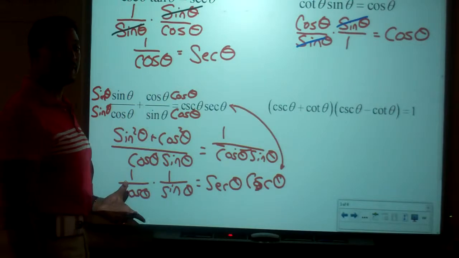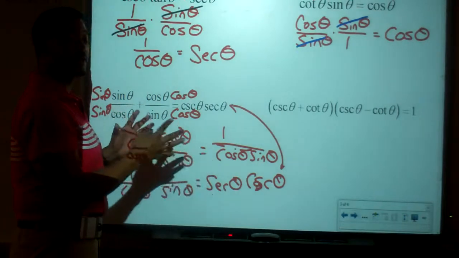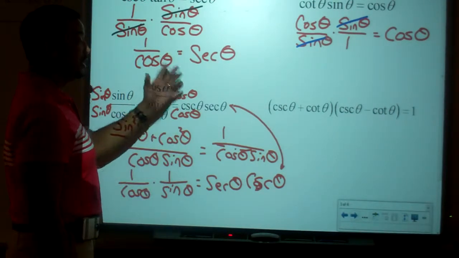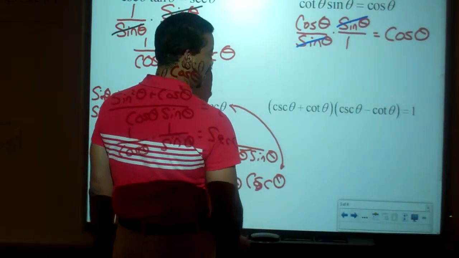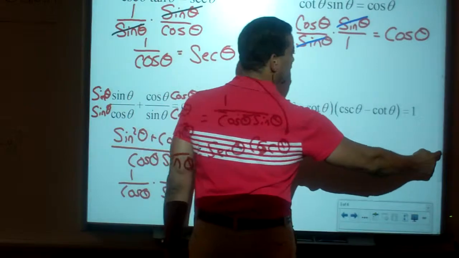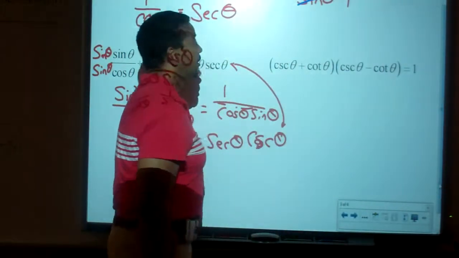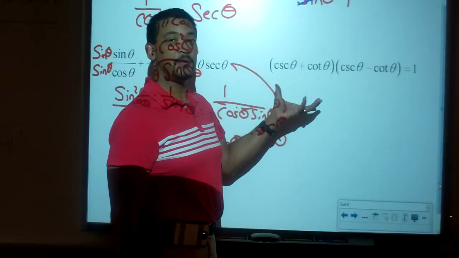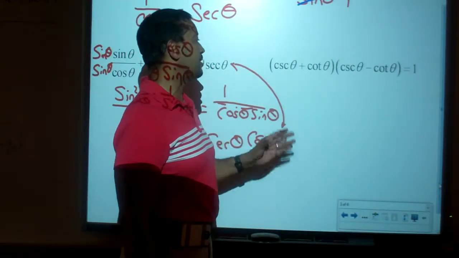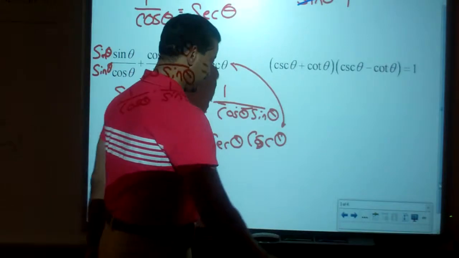Yes, they can get pretty difficult, but you've got to make sure you just keep things together and keep changing things to sines and cosines. Alright, last one here. Cosecant plus cotangent times cosecant minus cotangent. This looks very familiar, just like any of our algebraic things. We're going to FOIL this.